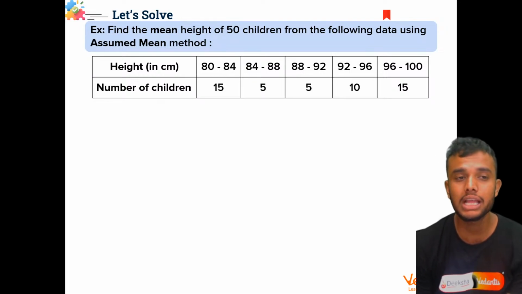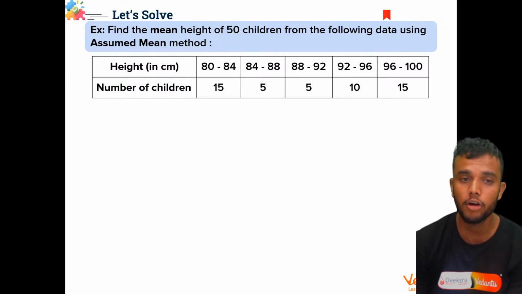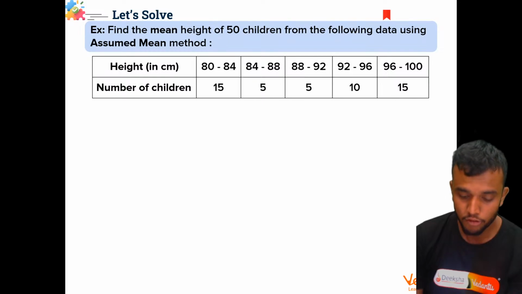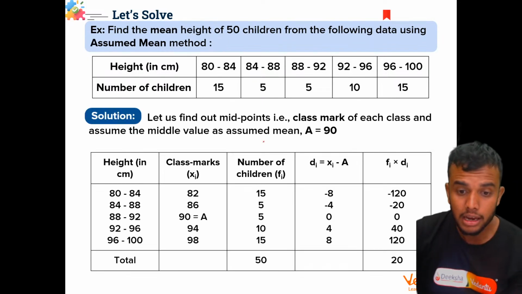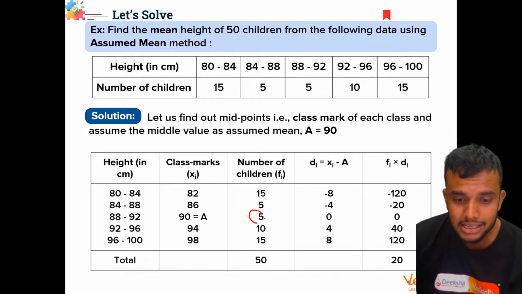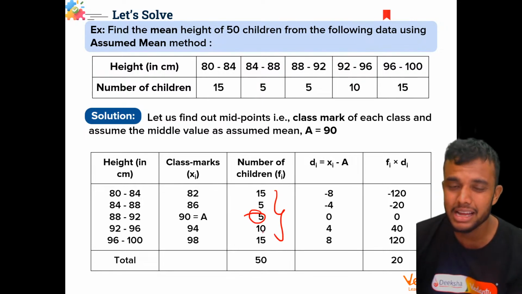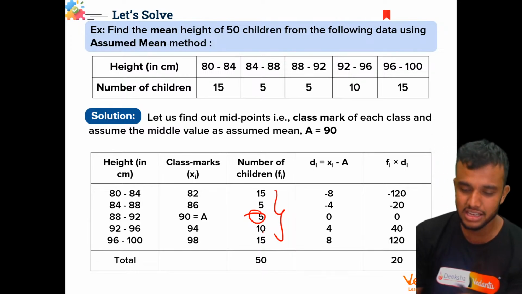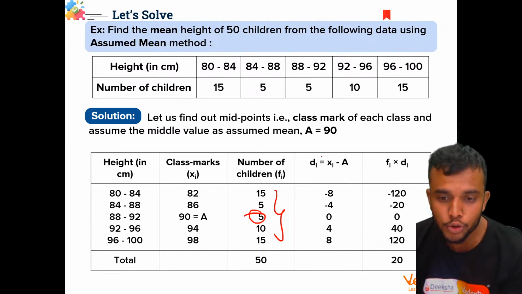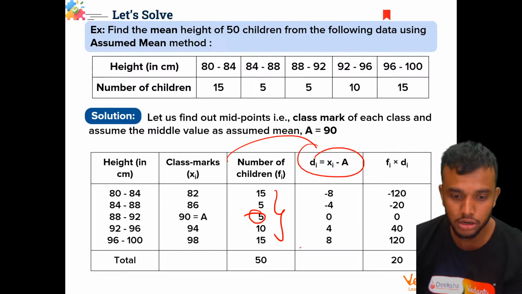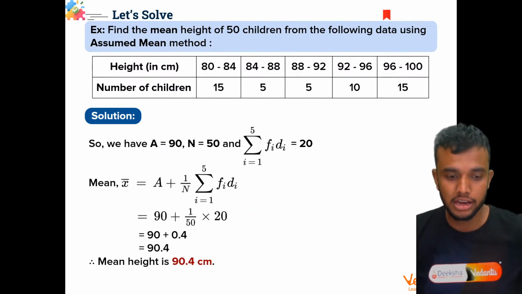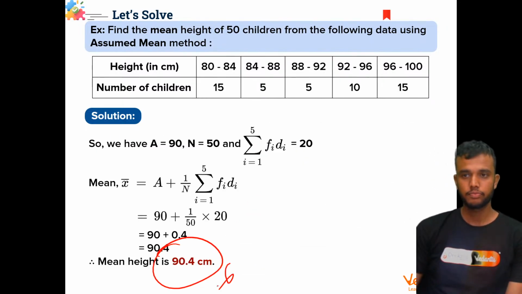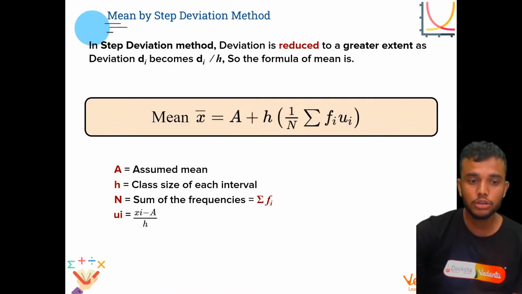Okay, here what they ask: find the mean height of 50 children from the following data using the assumed mean method. First, build the columns. The number of children here is 50. Here choose 5 as the assumed mean. Here the midterm is there. Always the midterm is the mean, sir? Yes, sir. Then assumed mean. Then if you do di, then xi di, you get like this. Then substitute into the formula. Then you get 90.4 centimeters. Okay, then the second question; this is done.